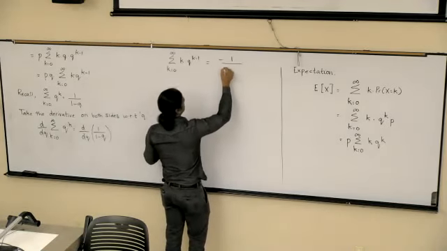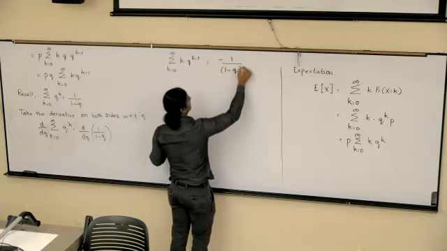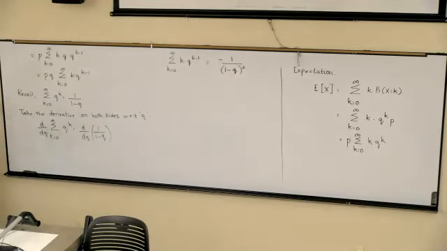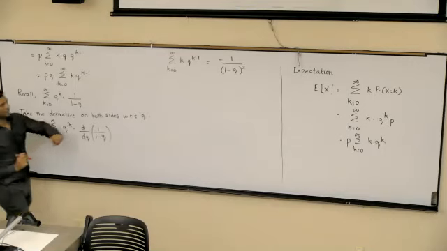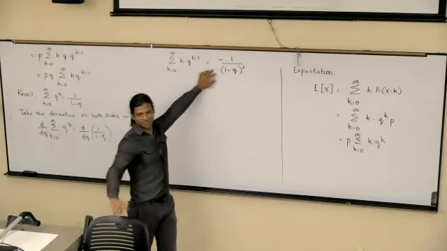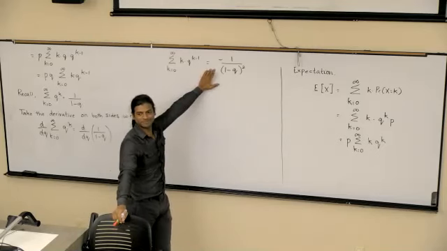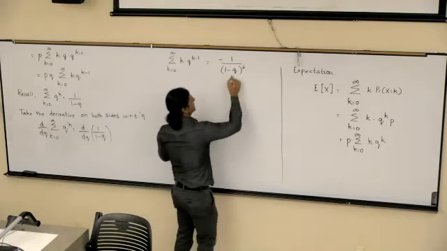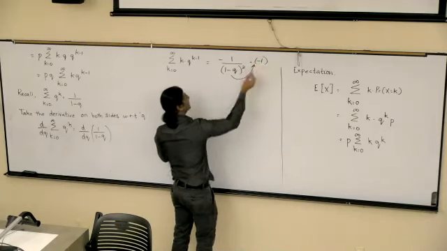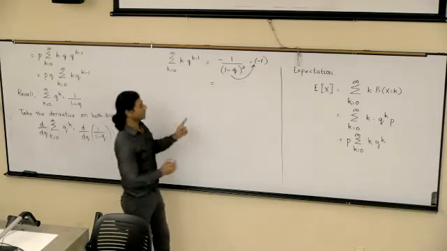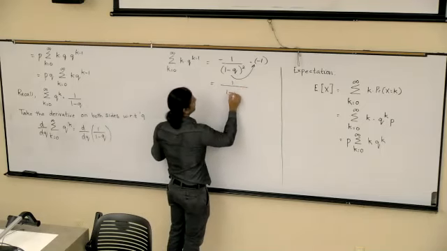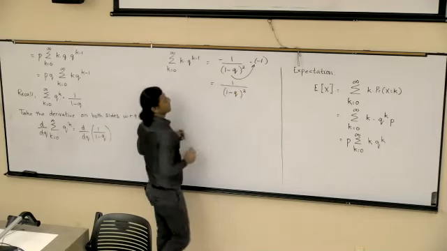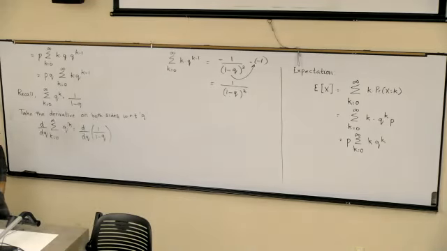Negative 1 over 1 minus q squared. Yes? Then times, thank you. Are we done? There is something else that we are missing. Times the derivative of that, I forgot to change it. So that would result in 1 over 1 minus q squared. Good.